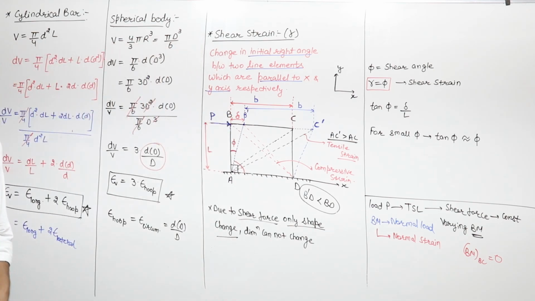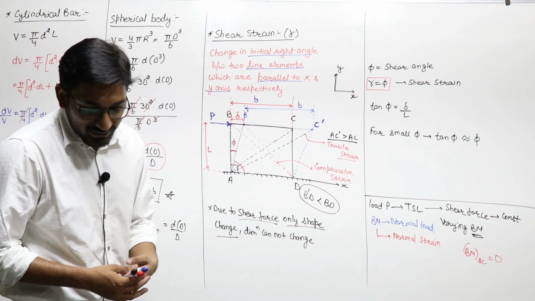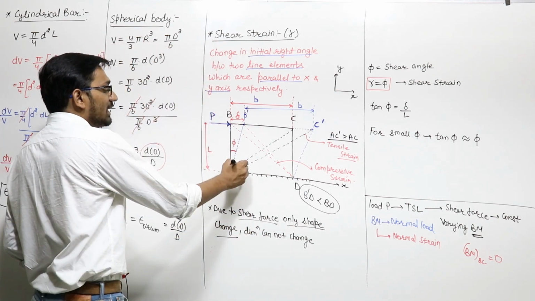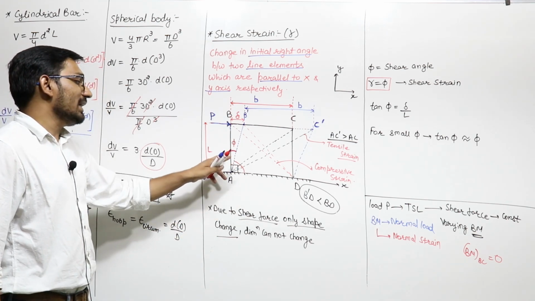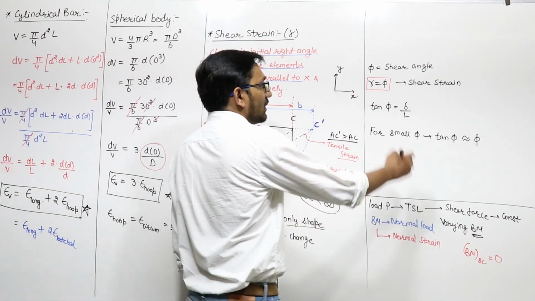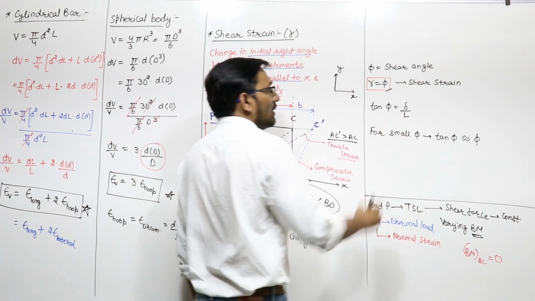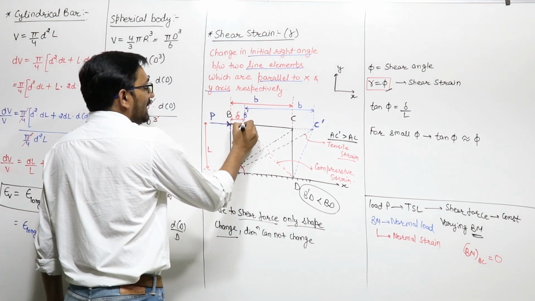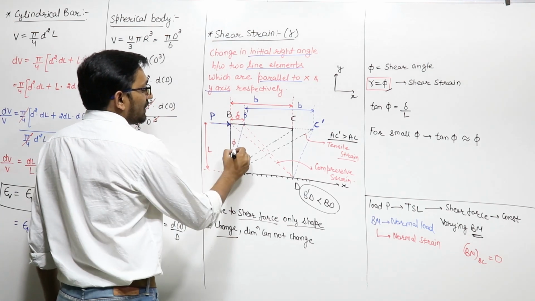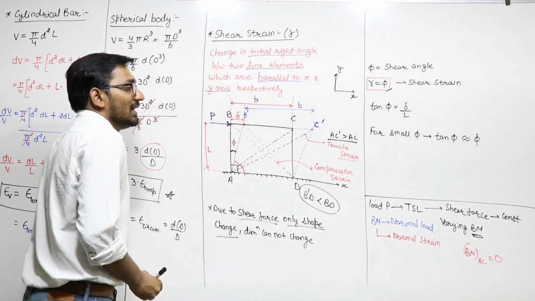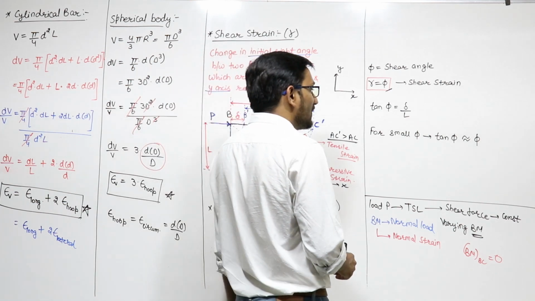So if phi is the shear angle, the change of the initial 90 degree angle, the change is phi, so this change is your shear strain. So we can say that shear strain will be equal to shear angle. Now from the triangle ABB dash, what is the value of tangent phi? Tangent phi is the opposite side, that is delta, divided by the base, that is length L. So tangent phi is delta upon L.